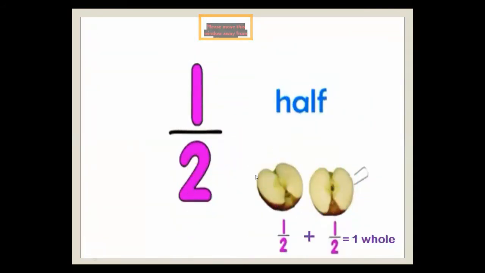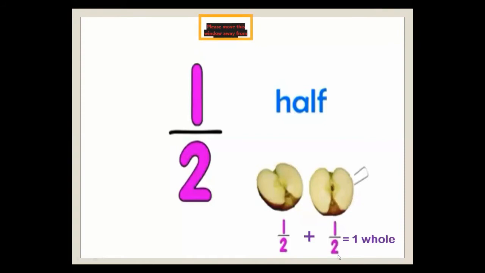Let's suppose I have one apple, and I cut it into two equal parts. You can see both parts of the apple are the same in size. So we cut an apple into two equal parts, and one part is called one half. One half means 1 over 2. We have one apple, we divide it into two parts, and the other part will also be called 1 over 2. It is also one half of the apple.